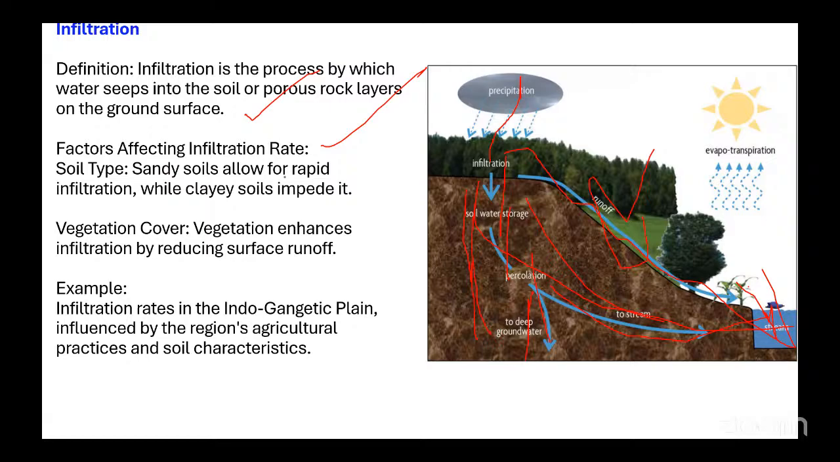Sandy soils allow for rapid infiltration, while clay soils impede it, because sandy soils have high porosity, and clay soils have low porosity and low infiltration rates. So where clay is present, there will be a lower infiltration rate and higher runoff. And where sandy soils are present, there will be a higher rate of infiltration and a lesser amount of runoff. Okay, this is the infiltration process.